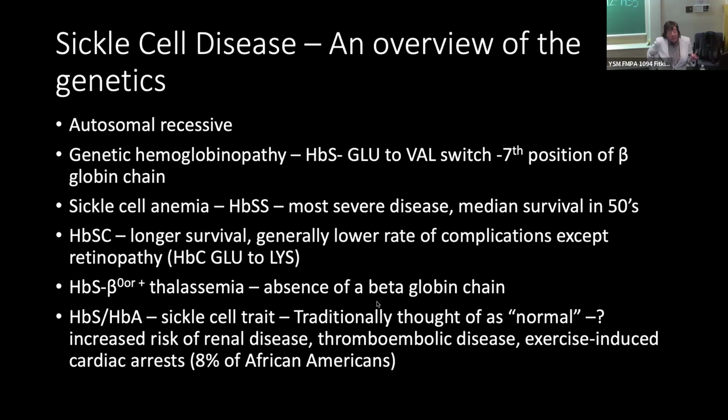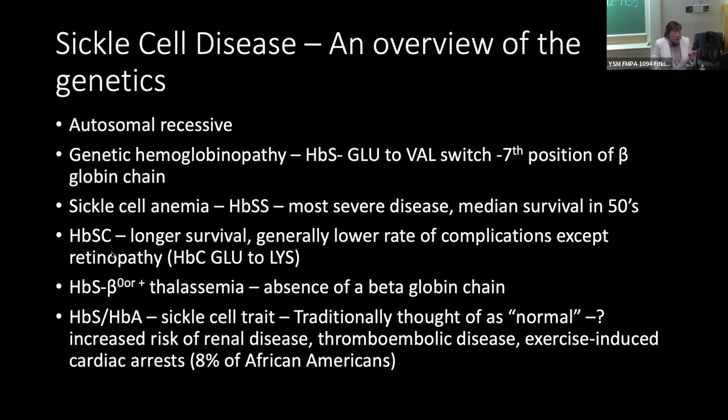Hemoglobin S beta thalassemia. Thalassemia is an absence of a beta globin chain. You can either be beta 0, meaning no beta globin present, or be beta plus. Beta 0 patients are more similar to hemoglobin SS, and beta plus more similar to hemoglobin SC.